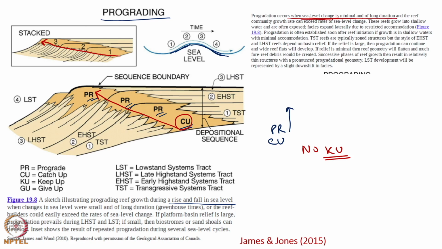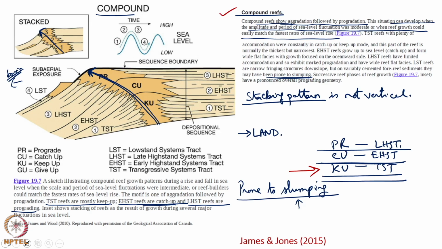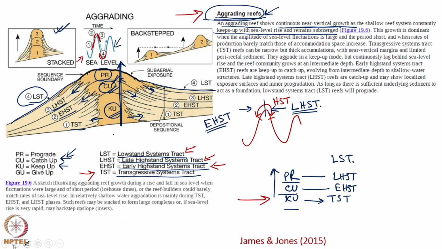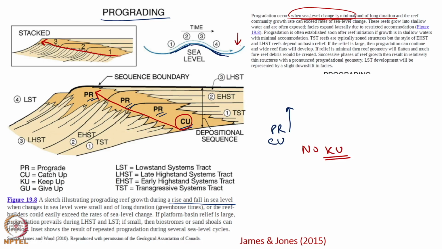Since we mean that the sea level change was minimal, note the sinuous curve, it is not that strongly sinuous as in this case or as in this case. So, deliberately the sinuous curve is drawn more open and less curved. Where the LST has developed, a slight downshift in facies can be noted. This is the downshift. The reef builders could easily exceed the rate of sea level change.